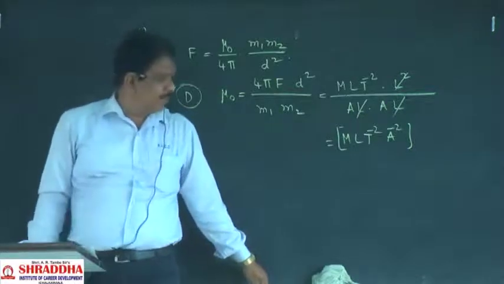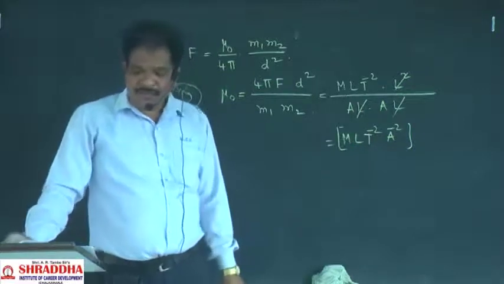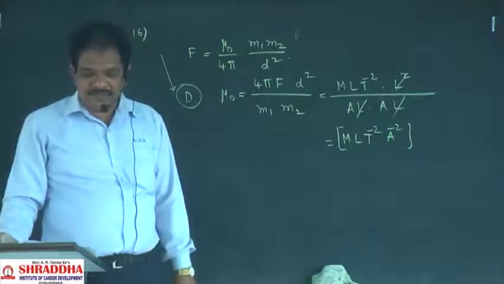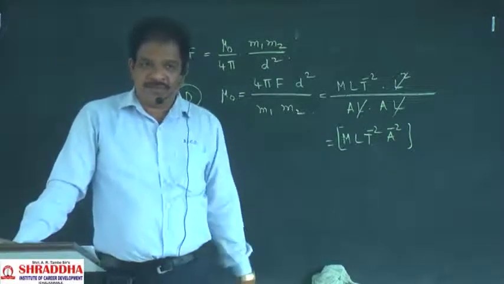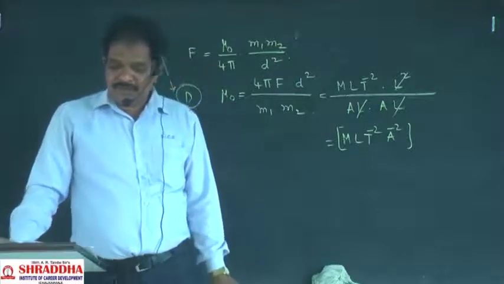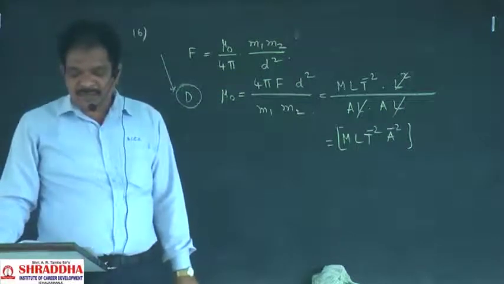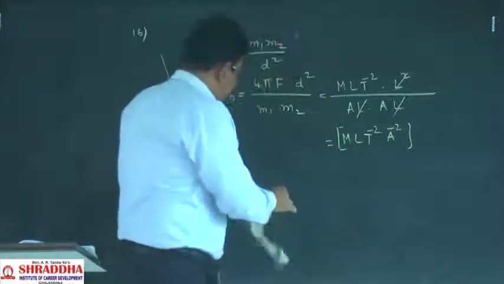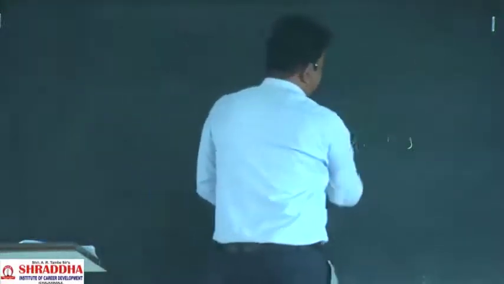Next, 17. What they are asking, see. So what is the dimension formula of this? M L T power minus 2 A power minus 2. 17. The density of a material in CGS system of units is 4 gram per centimeter cube. In a system of units where length is 10 centimeter, mass is 100 gram, the value of density of material is, this problem will be simple and cakewalk for you. You did so many models on this. Try to do that.